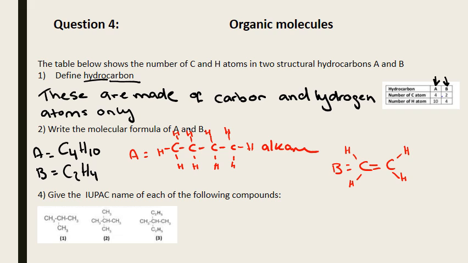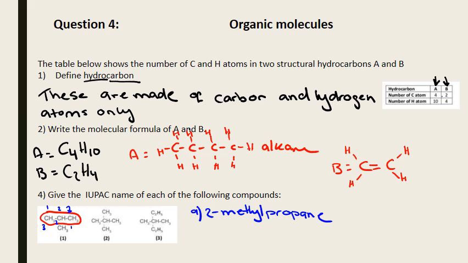So first look at the longest chain. As you can see here, this is the longest chain. Okay, so it's got 3 carbons, so it's going to end with propane. And if we number them 1, 2, 3, the methyl group is on the second carbon. So A is 2-methylpropane.